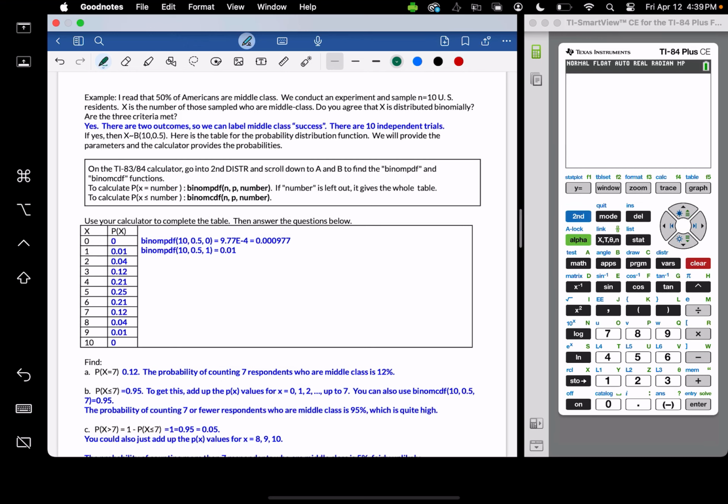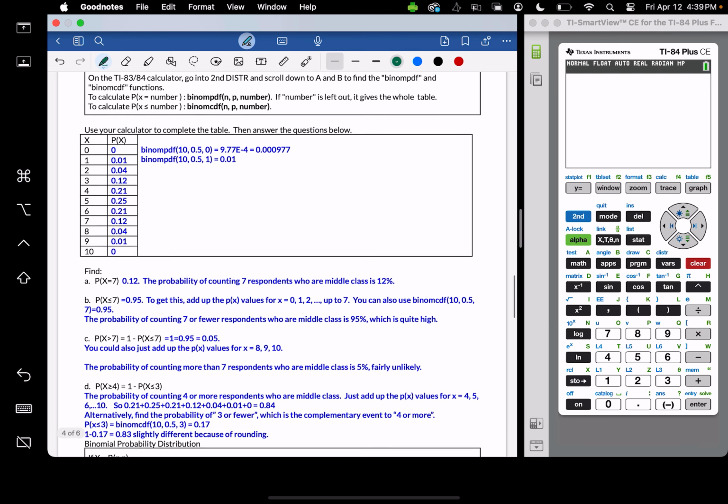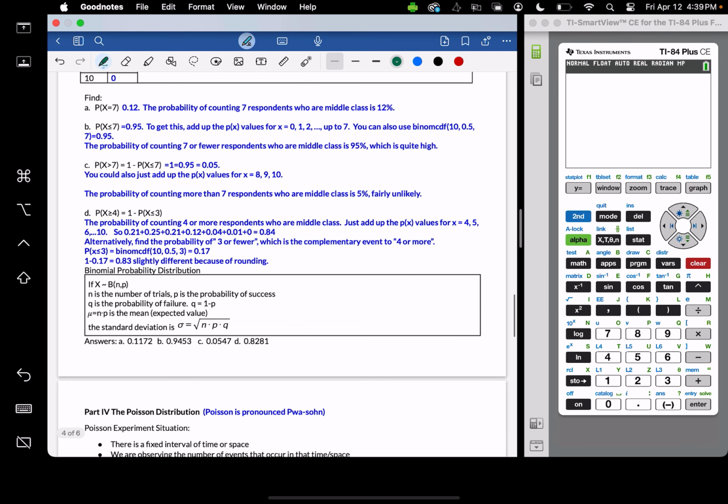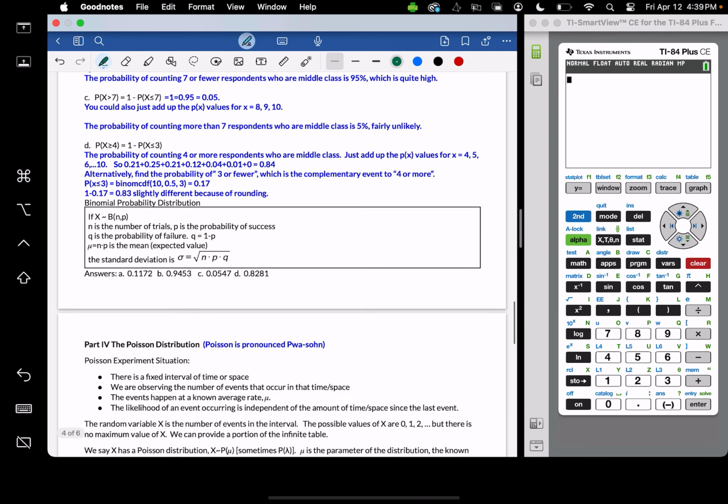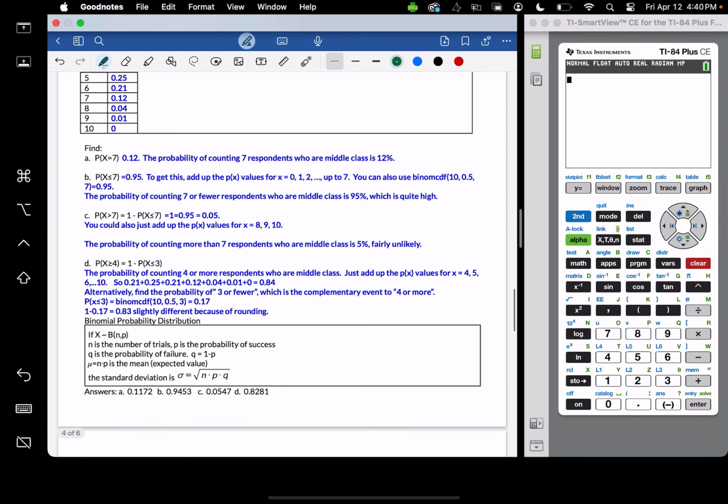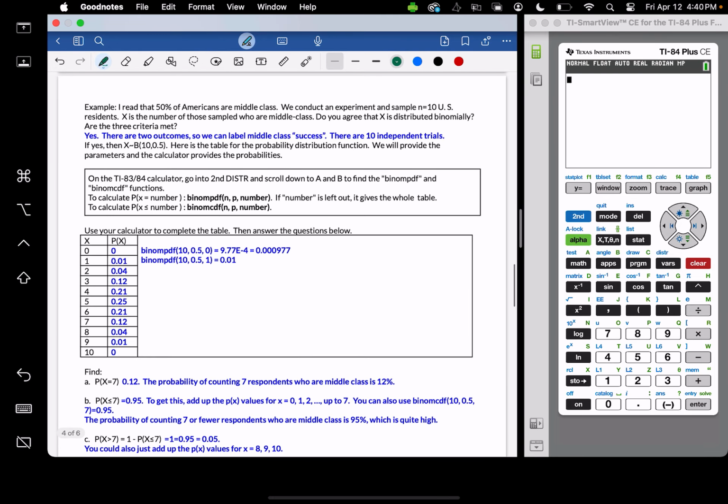So on page 5, I believe we're on page 5 now. Nope, we were still on page 4. Okay, we're on page 4 of the worksheet.